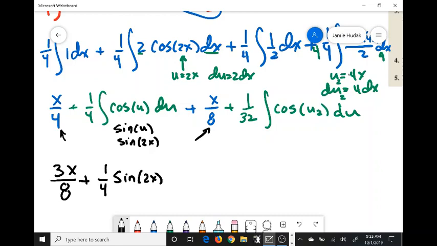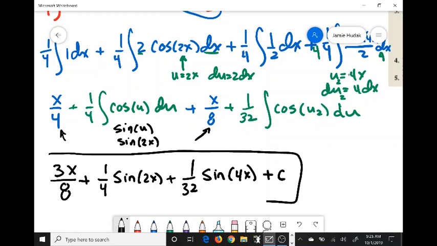The antiderivative of cosine of u is sine of u, so it's plus 1 over 32 sine. Since this is u2, it's 4x. And then plus C is our constant of integration. And this is our final answer for this problem.